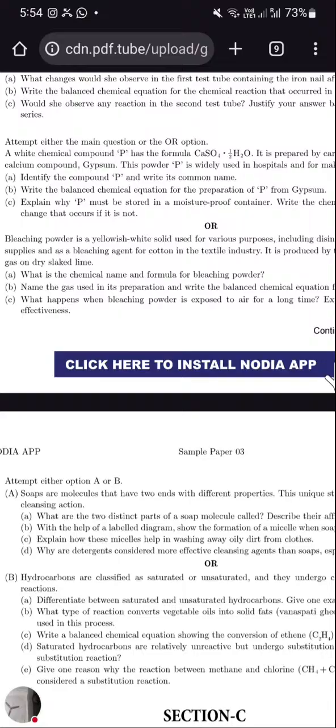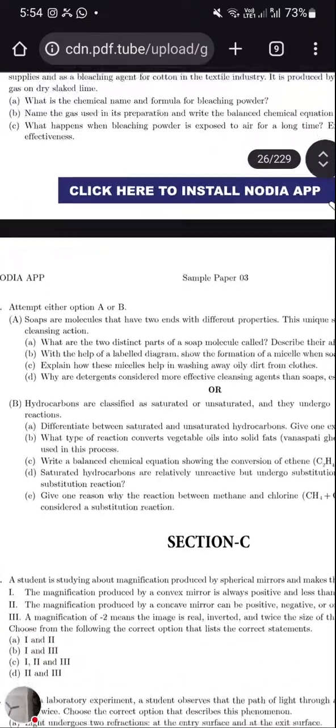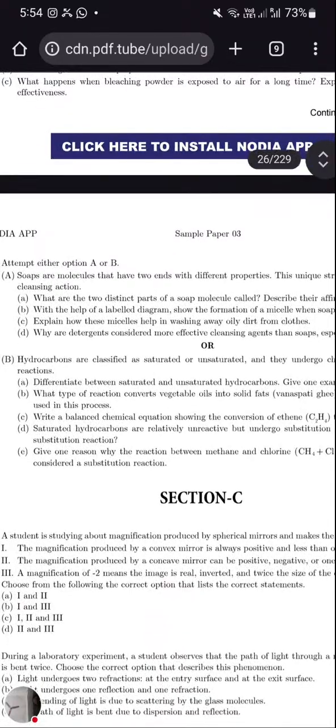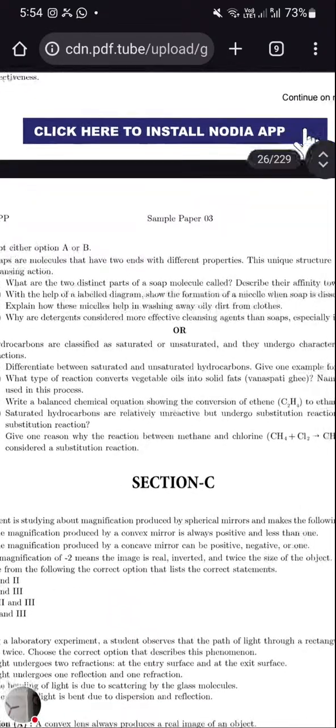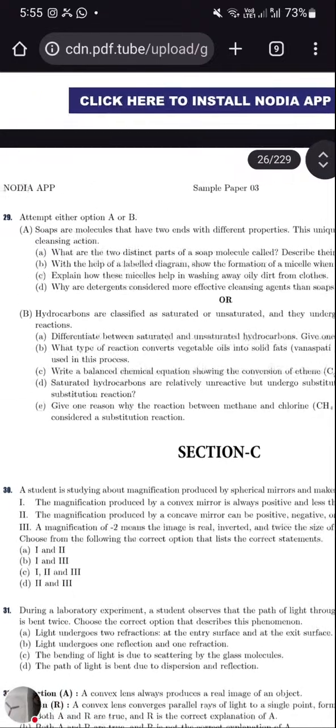Now the next question. Soaps are molecules, so we completed this one. Soaps are the molecules that have two ends with different properties. Here the soap molecule has got two ends. One is hydrophobic and the other is hydrophilic. Hydrophilic attracts water, and hydrophobic attracts dirt and grease. So the question is about this unique structure and the cleansing action of the soap.